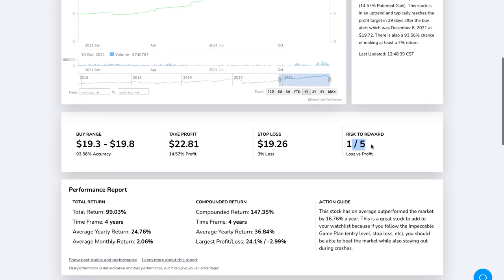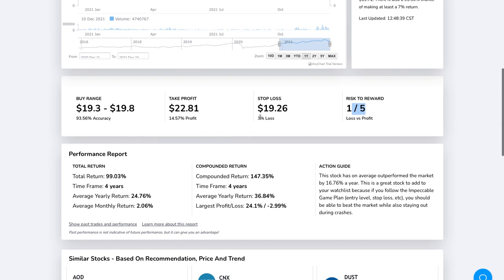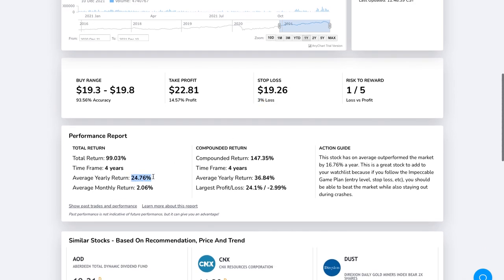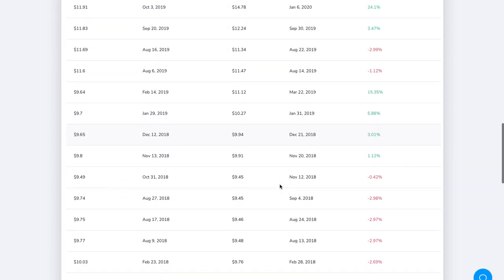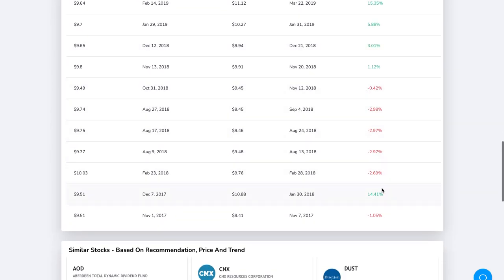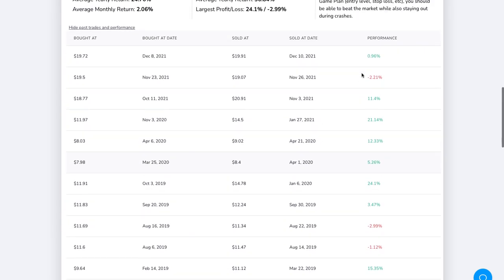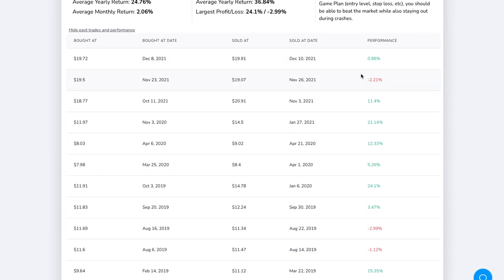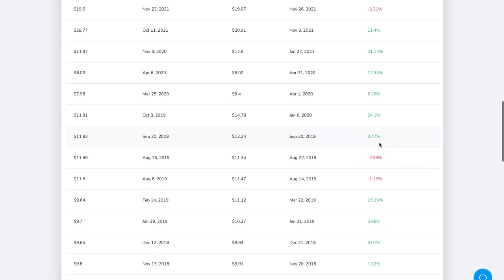1 to 5 risk to reward, great. Stop loss 3%, great. I can handle that. Above average yearly returns, awesome. So I'm gonna come in here and check this out. Wow, look at this. I'm going to have red streaks. I'm going to have green streaks. Okay, so I can understand that. I can know going into the stock, I'm going to have red and green ones.